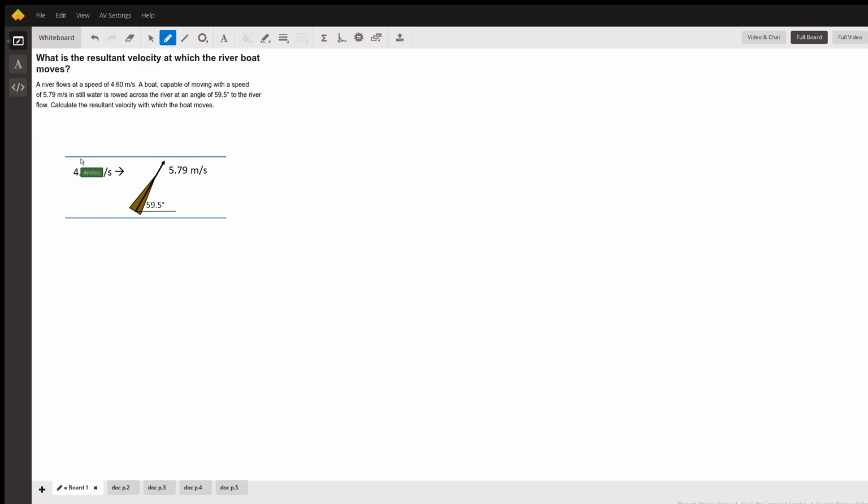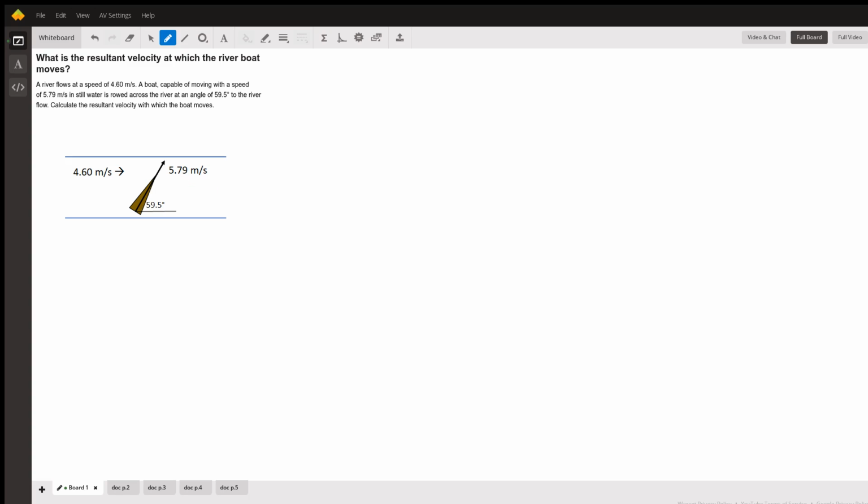You've got your river with the blue borders, and it's flowing at 4.6 meters per second in this direction, which we're going to end up calling the x direction. And then you've got your boat, which is angled 59.5 degrees away from the flow of the river, and it's traveling with a magnitude of velocity of 5.79 meters per second.